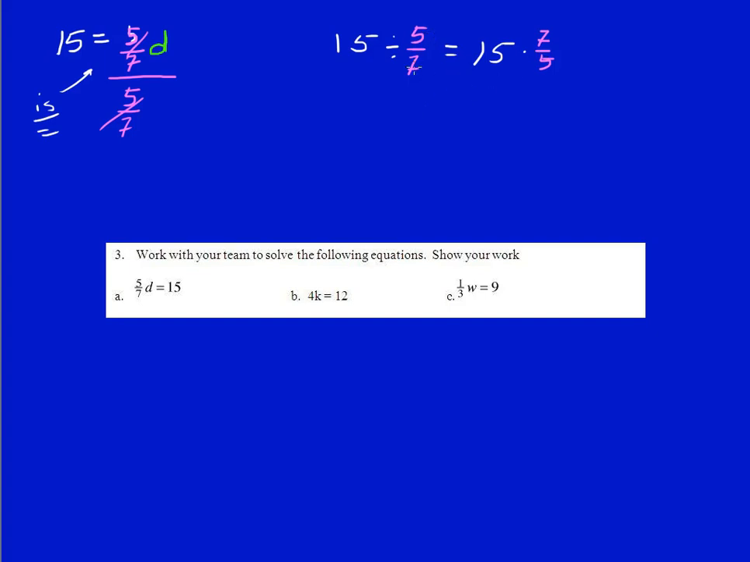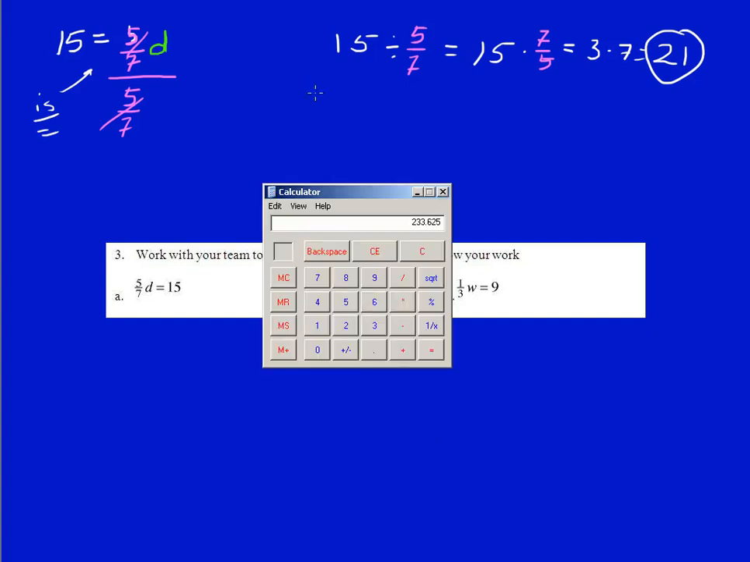And I think you might remember from class, instead of figuring out 15 times 7 and then dividing that number by 5, let's do 15 divided by 5 first, which is just 3, and then multiply it by 7. 3 times 7 equals 21, and that's our answer. All right, and let's check it with our calculator here. 5 times 21 is 105, divided by 7 is 15, so we got it. So that was A.